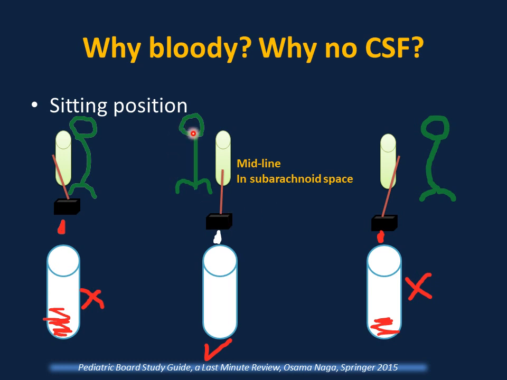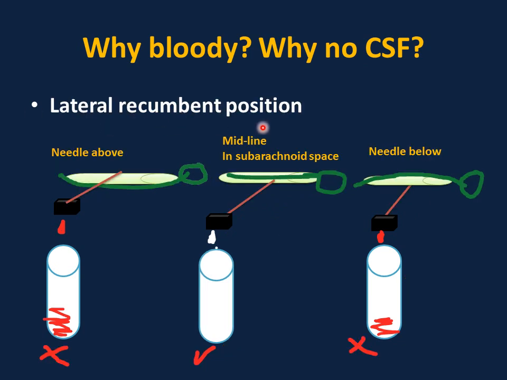So we need to make sure that the child's back is straight and you are inserting the needle exactly in the midline, and also you need to know approximately how far you can go using the suggested formula we mentioned previously. This can happen with lateral recumbent position.